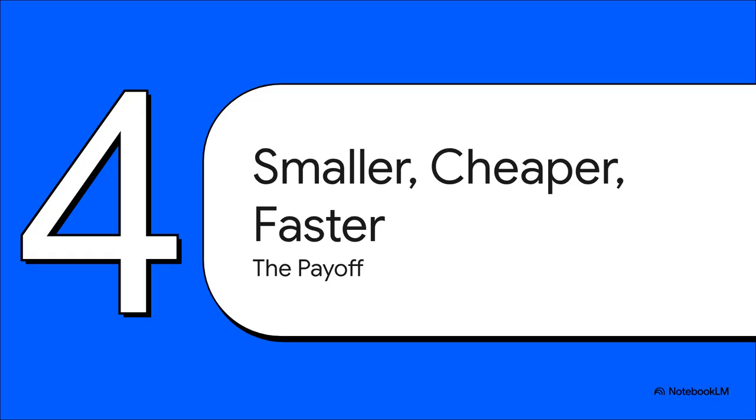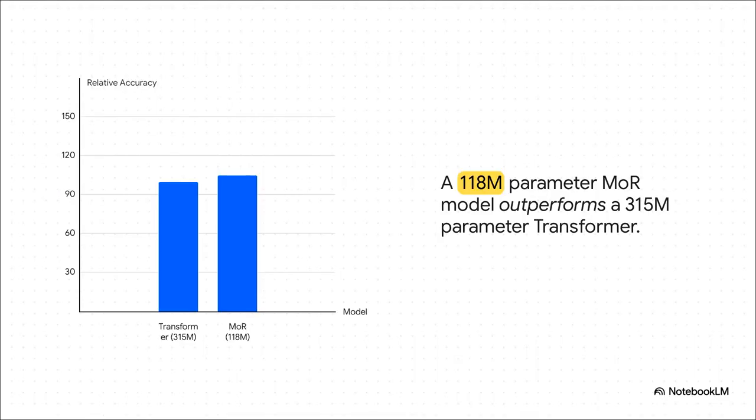Okay, so the theory sounds amazing, right? It's elegant, it makes a ton of sense, but the billion-dollar question is, does it actually work? Well, let's get to the payoff, because the results are, yeah, they're pretty compelling. Okay, get this. The team trained a 118 million parameter MoR model, and put it up against a standard vanilla transformer with 315 million parameters. And the little guy won.